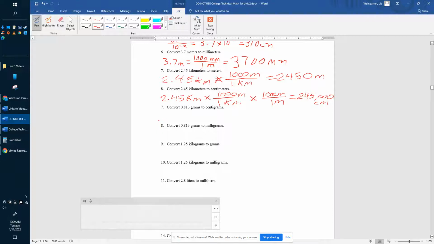Let's now convert 0.813 grams to centigrams. How many centigrams are in a gram? Centi means 100. So there are 100 centigrams in a gram. So we'll start with 0.813 grams times, we want our grams to cancel out. There are 100 centigrams in 1 gram. So we are going to multiply this by 100 and we get 81.3 centigrams. Oh, grams, not meters.